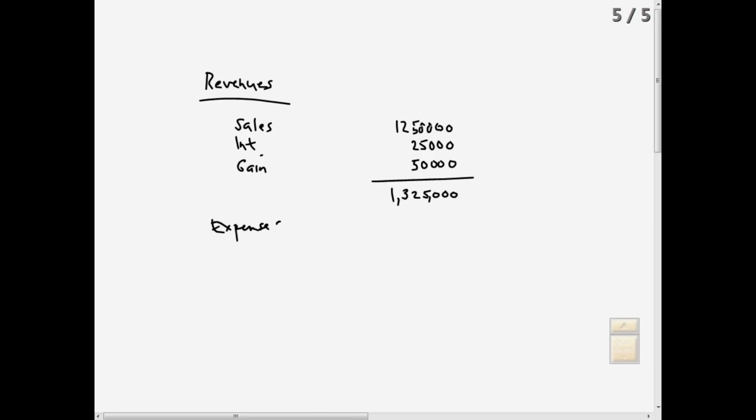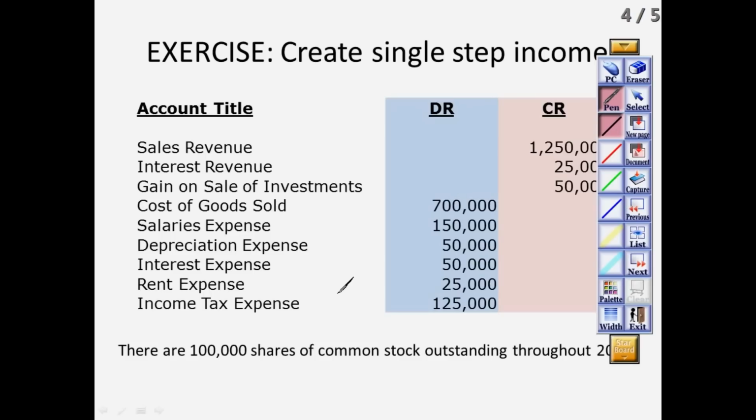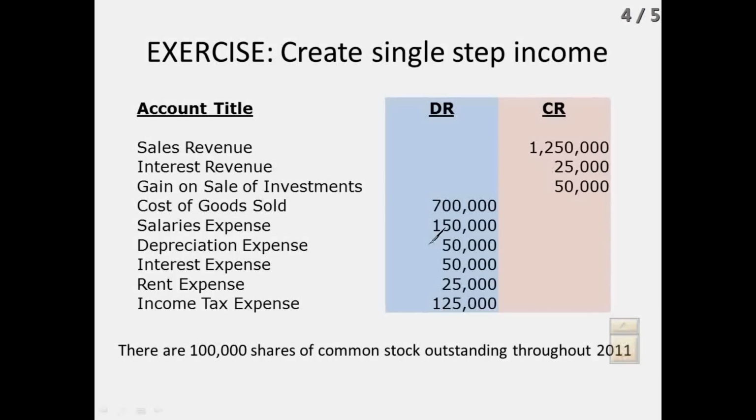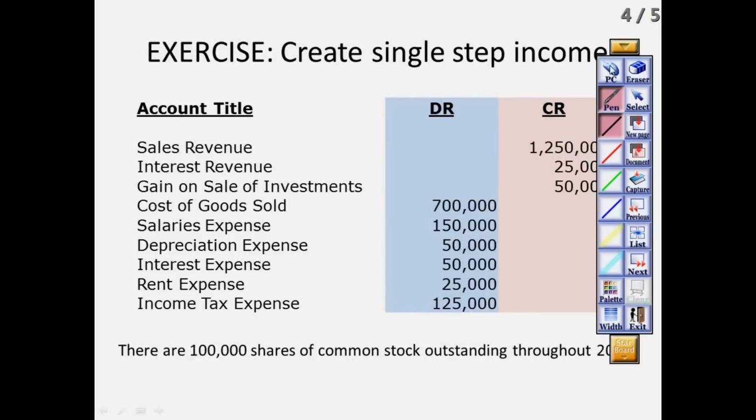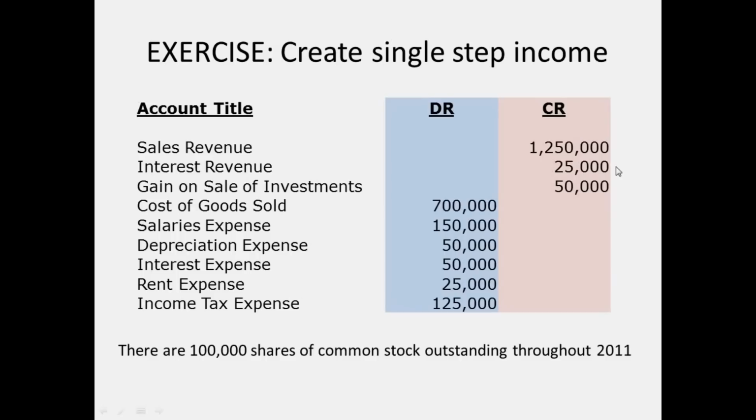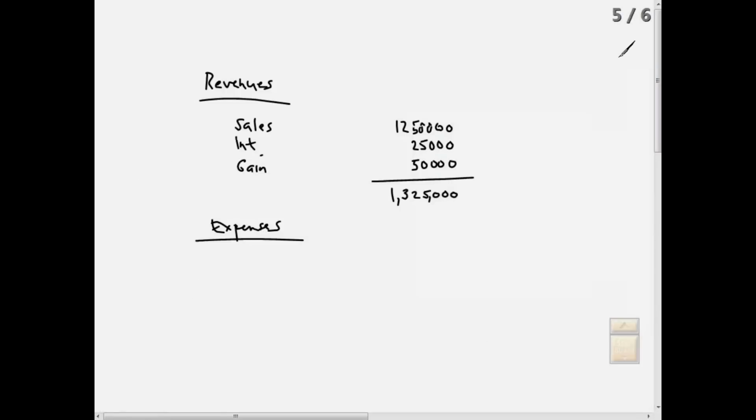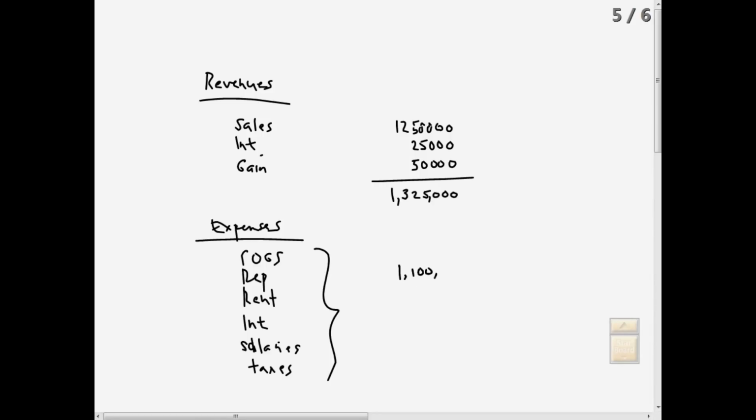How about my expenses? What are those? We've got all this stuff here: cost of goods sold, salaries, depreciation, interest, rent, income tax. Okay, we have cost of goods sold, depreciation, rent, interest, salaries, taxes. I would write them all separately, but that would require me to go back and look at what they all were. Okay, so what do we have?